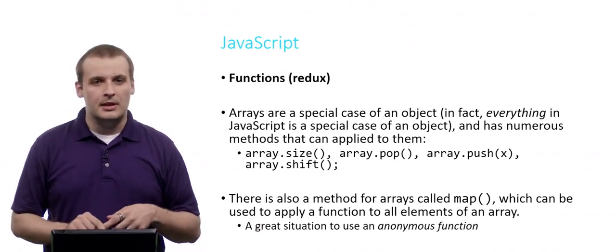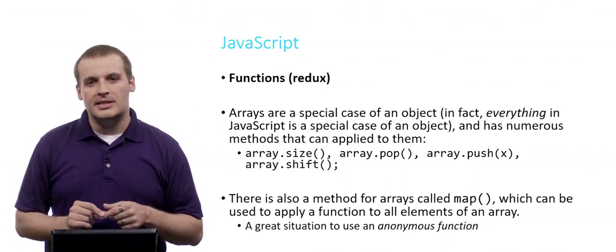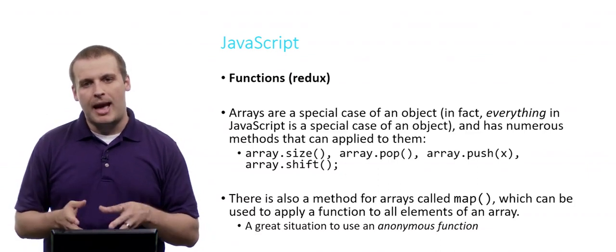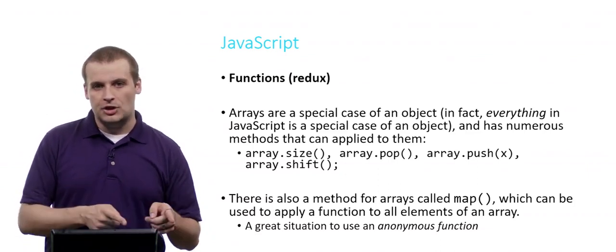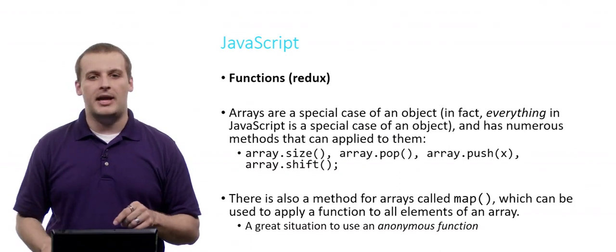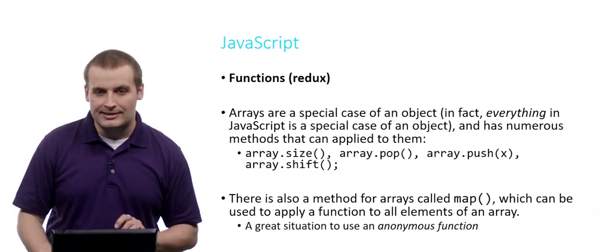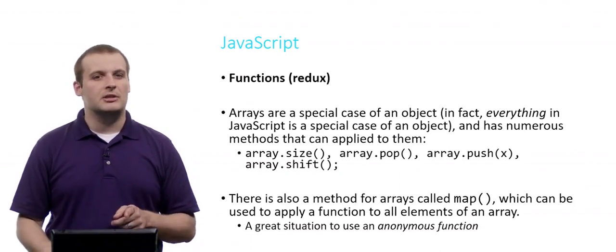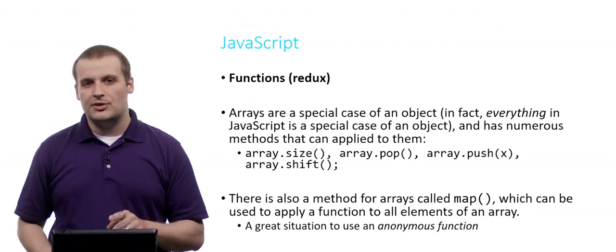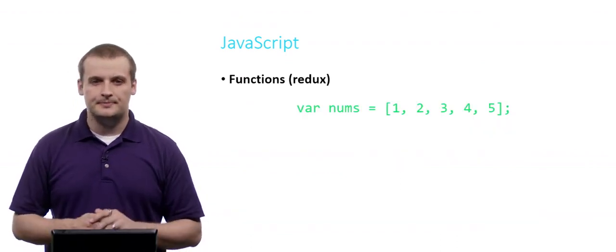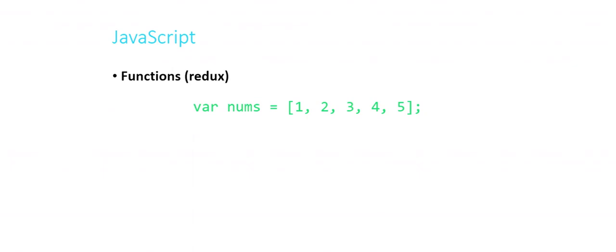That's pretty cool. Here's another cool thing that you can do with arrays. There's another method for them called map, which basically allows us to apply a function to every single element of an array. And in particular, this is a great example for using an anonymous function. So let's take a look at how we might use an anonymous function and why it might be useful to do so. So here's an array called nums. It has 5 elements in it, 1, 2, 3, 4, and 5.